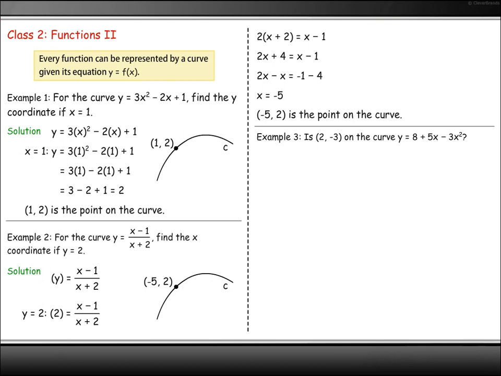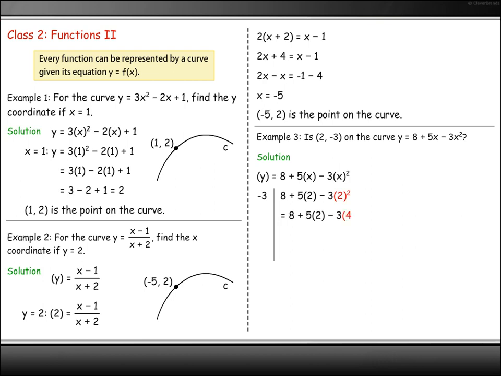Example 3. Is (2, minus 3) on the curve y equals 8 plus 5x minus 3x squared? Replace x by 2 and y by minus 3 in the equation of the curve. If both sides are equal, then this point satisfies the equation of the curve and therefore is on the curve.